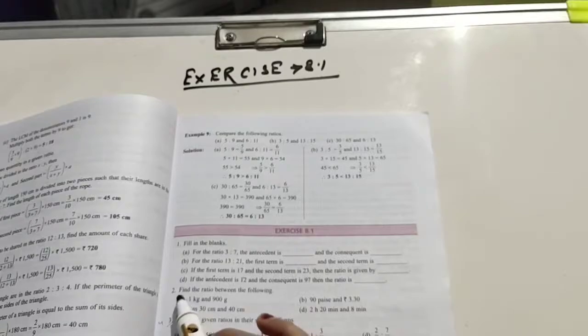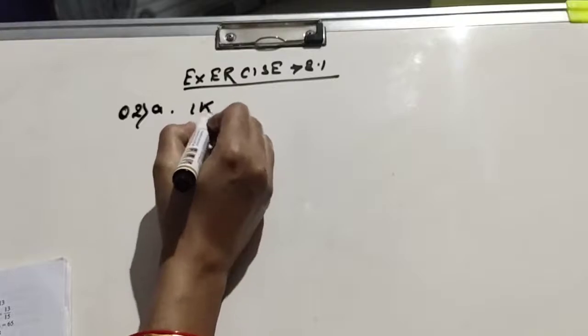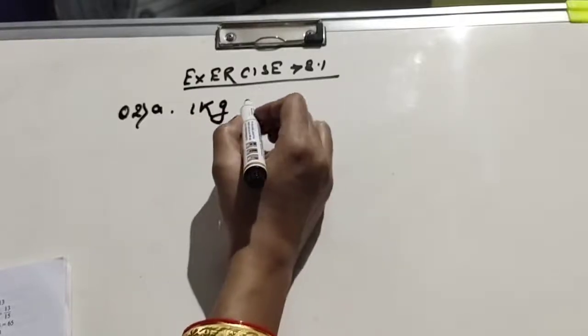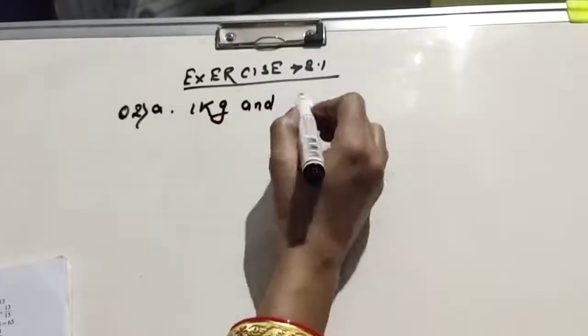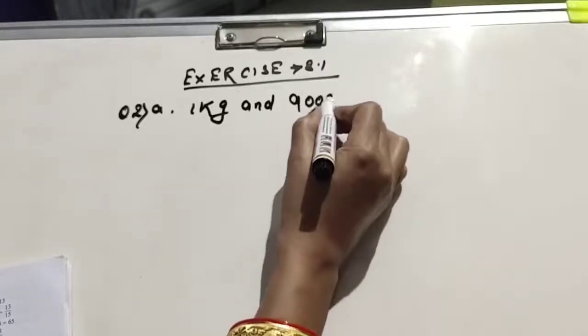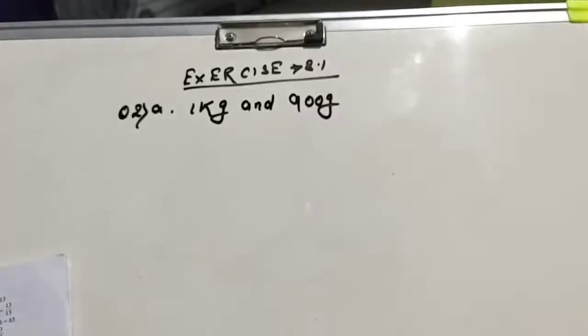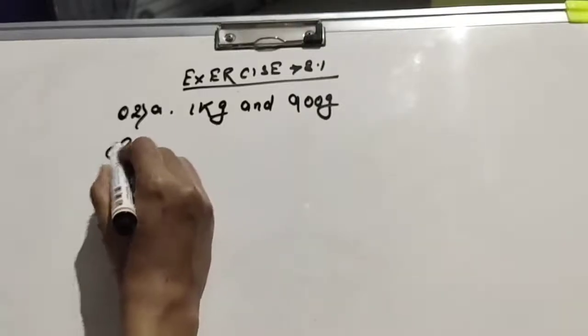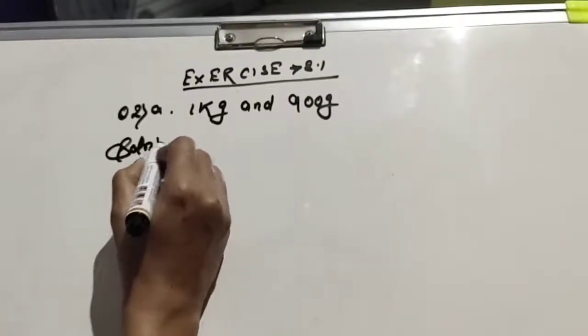Now question number 2 is given, find the ratio between the following. Question number 2A is given: 1 kg and 900 gram. Clear? So what to do here? Simply, you have to write the solution.